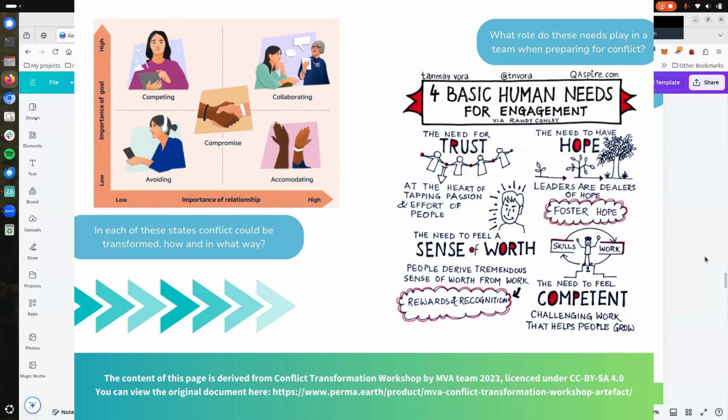And the need to have hope. So what's the hope here? What are we hoping to do together? And how are we approaching this? And then there are 2 different, what I would call personal needs, the one for self-worth.